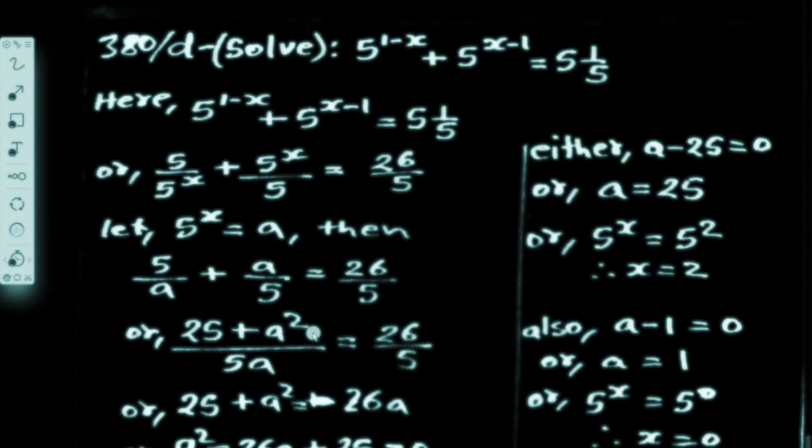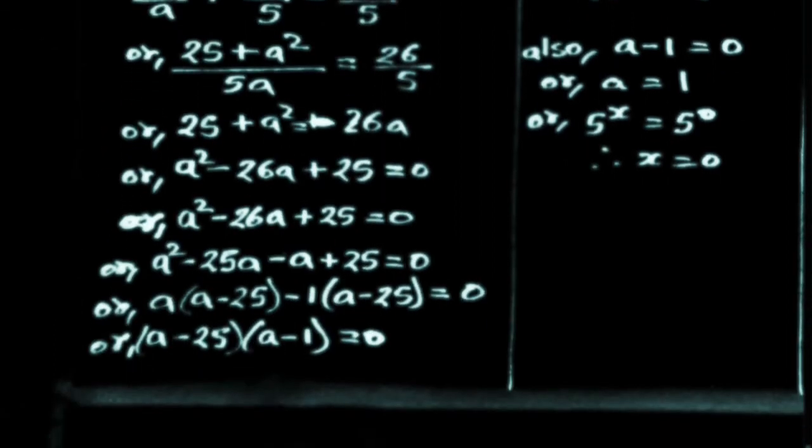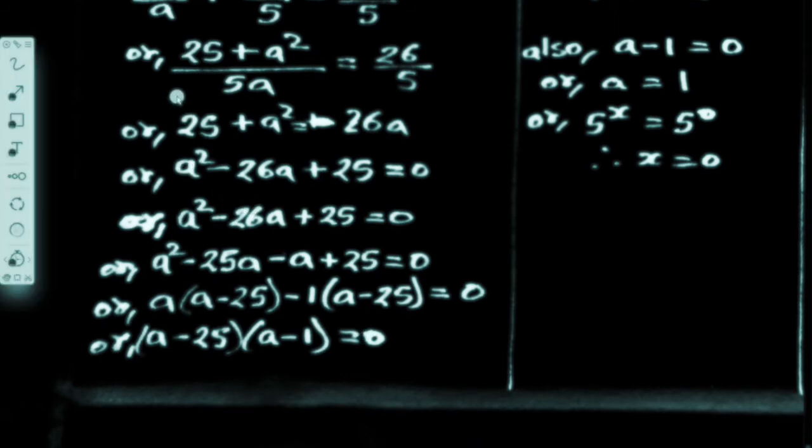Now here the multiplication shall be done, or 25, and the cancellation shall also be done. 5, 5 shall be cancelled. It means here comes our 25 plus a square by 5a equal 26 by 5. Now this bottom 5 and this bottom 5 should be cancelled to make our calculation easy. Here 25 plus a square equal, now this bottom a should be multiplied with 26, as 5 is cancelled. So it comes 26a.